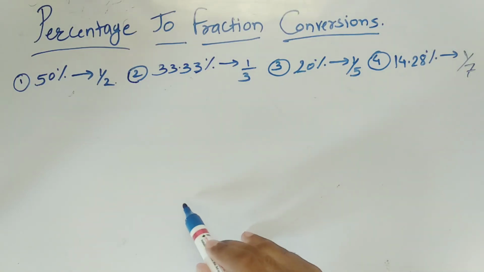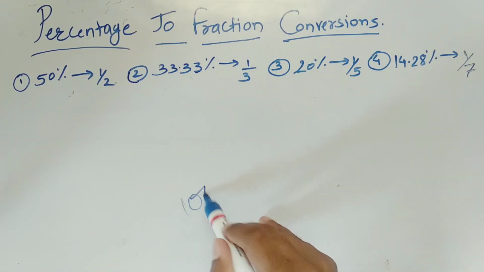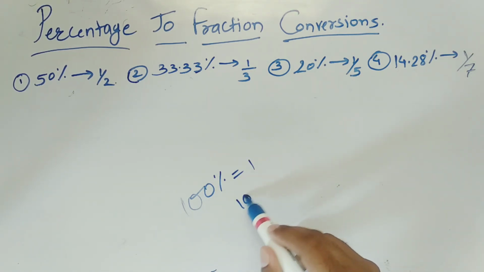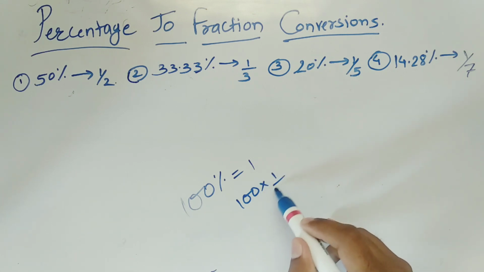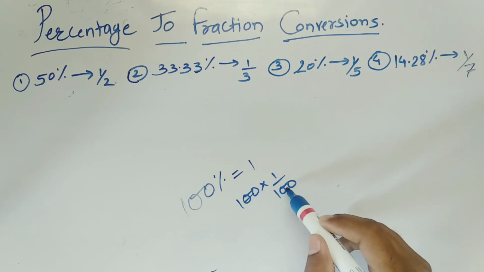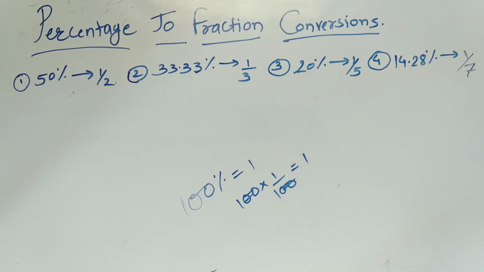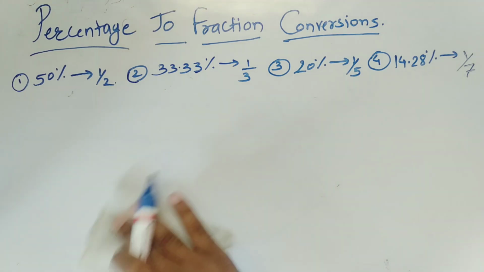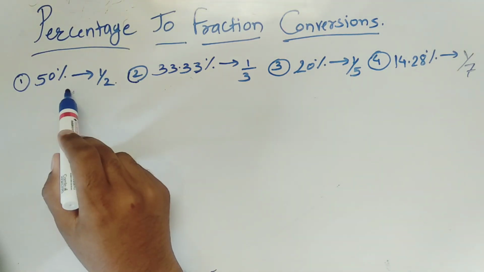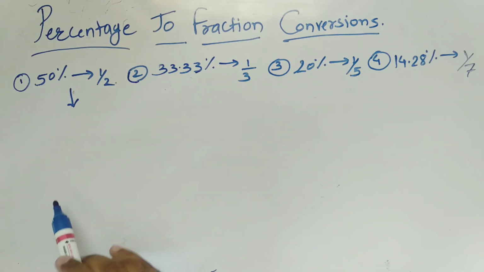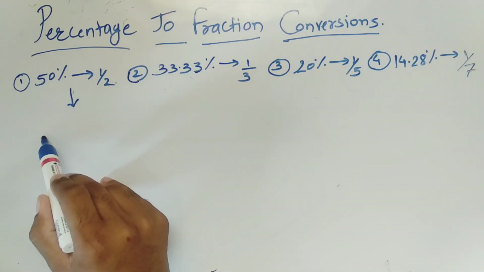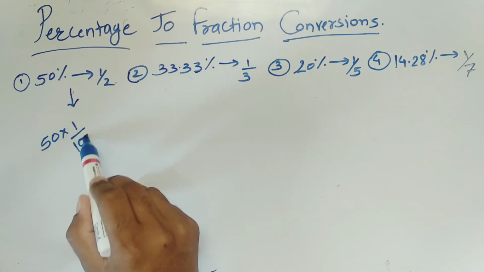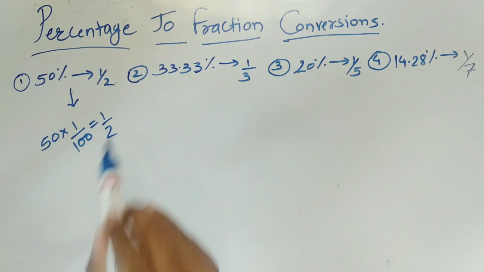Now consider the basic ratio, that is 100% gives us the ratio 1. How do we calculate this ratio? When numeral 100 is multiplied by its percentage 1 by 100, 100 gets cancelled out and we get the ratio 1. So similarly, these are the 4 conversions which I have mentioned earlier. That is 50% gives us the ratio 1 by 2. So similarly, when 50 numeral is multiplied by its percentage 1 by 100, we get the ratio 1 by 2.